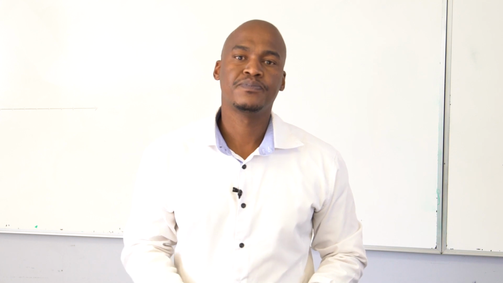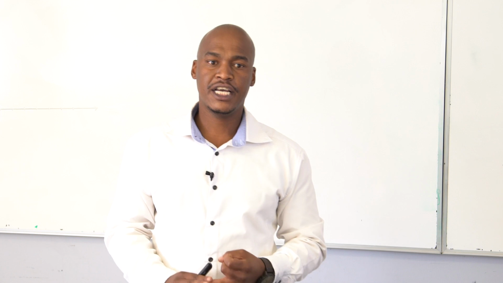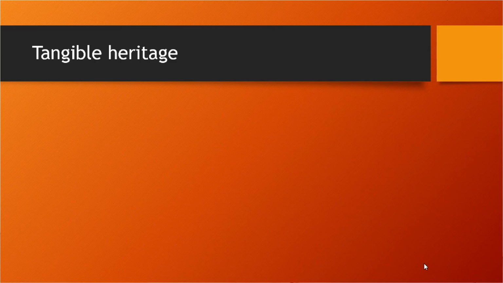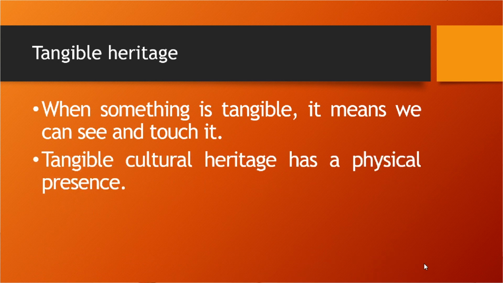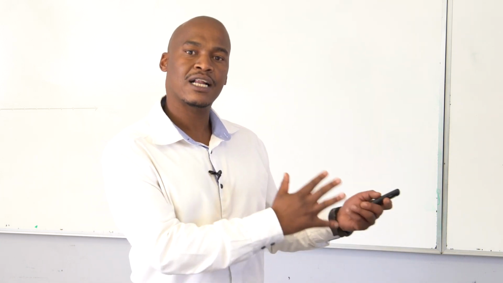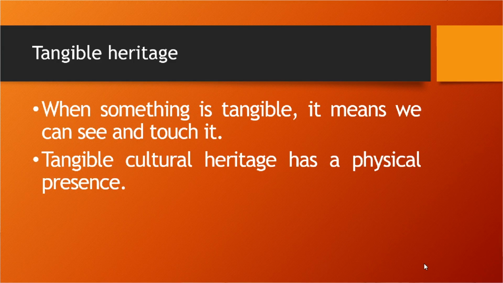Now we move on. Ladies and gentlemen, heritage can either be tangible or intangible. Tangible heritage basically means that it's heritage that we can see and touch. Tangible cultural heritage has a physical presence. Most cultural heritage has no physical presence because it has to do with the way we do things. But tangible cultural heritage has a physical presence. For example, a sculpture or a statue of somebody significant from the past.